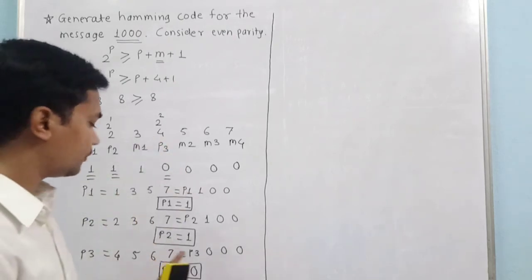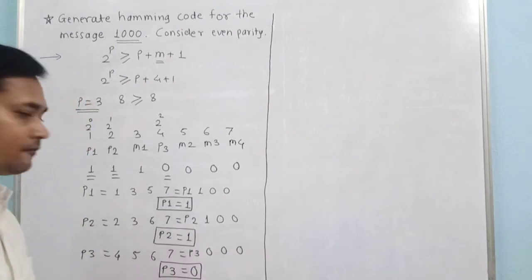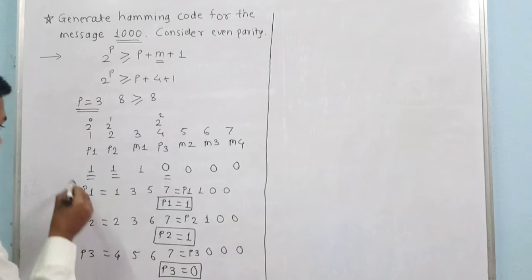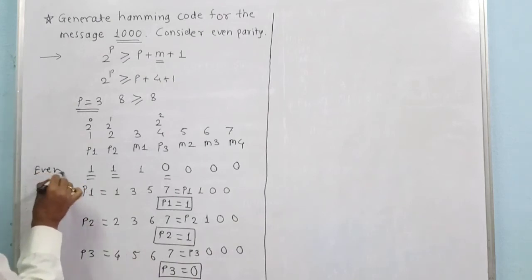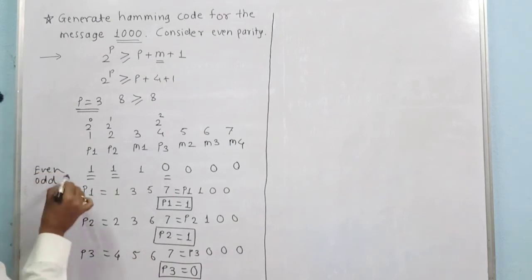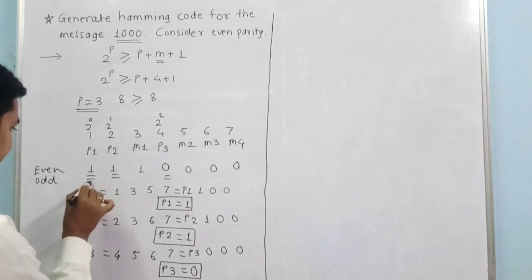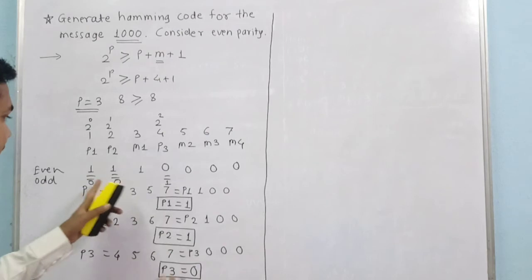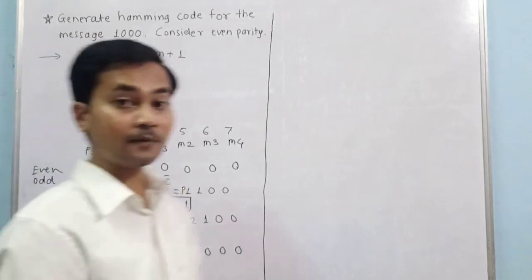Now if you want to make it odd parity, then we will simply invert these bit values. This is for even parity, and if you want to convert it to odd parity, just invert these 3 bits, that is 0 0 and 1. So we can simply invert the values to make it odd parity.